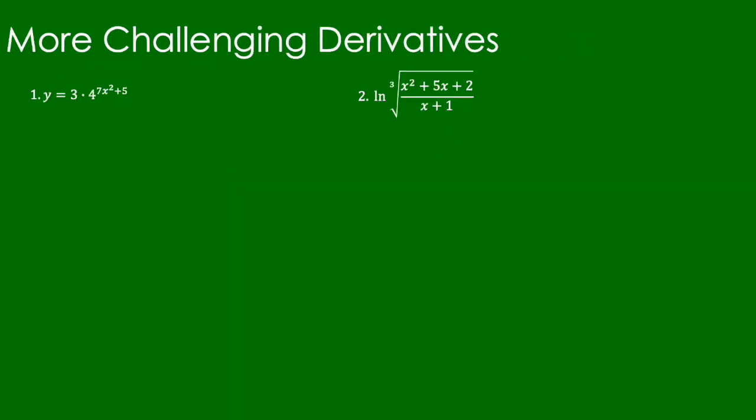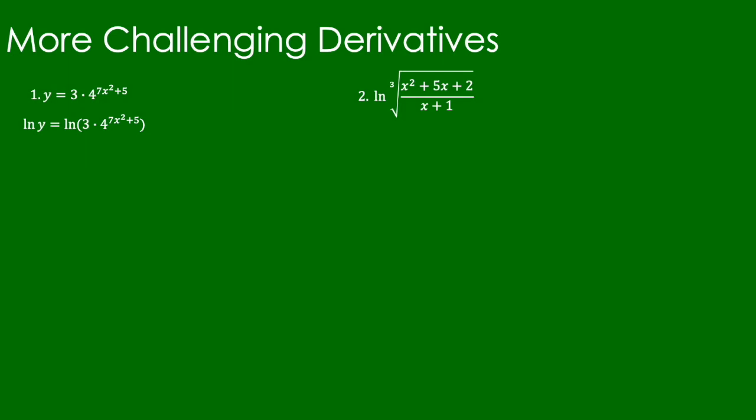Let's continue with some more challenging derivatives. The first example, we're taking the derivative of this function. To do this, we need to find a way to get the x out of the exponent, because we can't take the derivative if the x is in the exponent the same way that we normally do. To do that, we will take the natural log of both sides. We do this because log rules allow us to do some simplification steps.